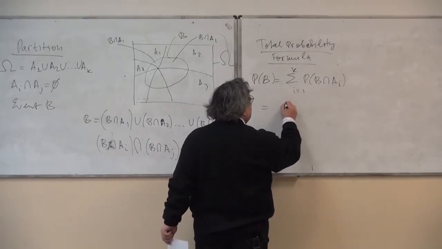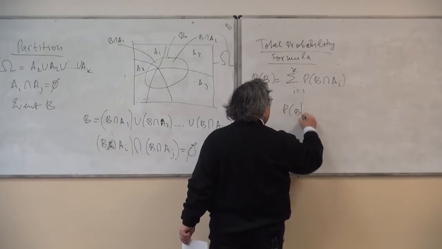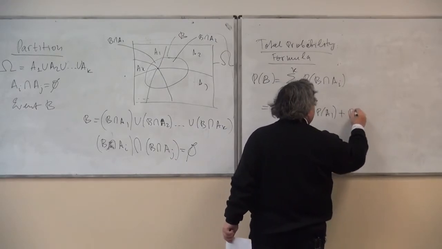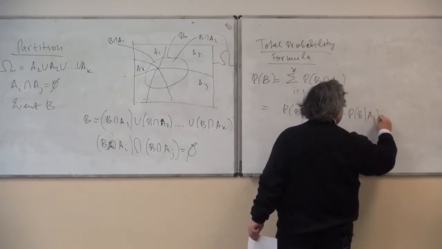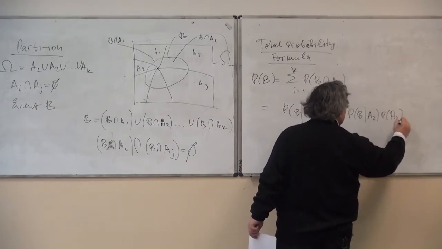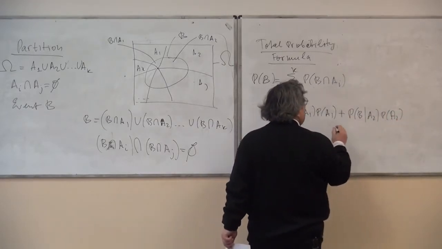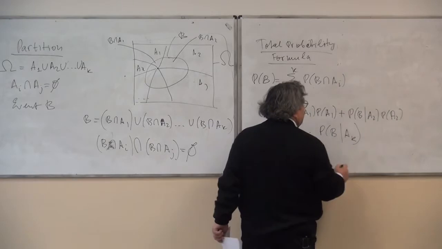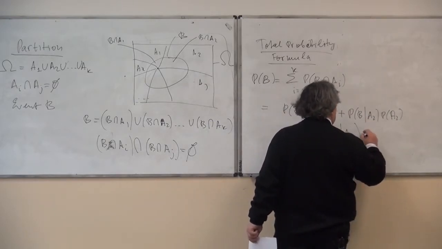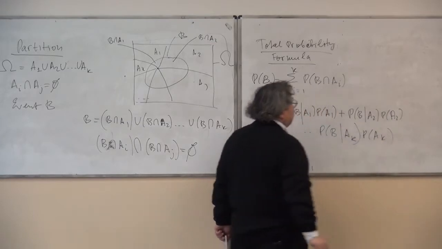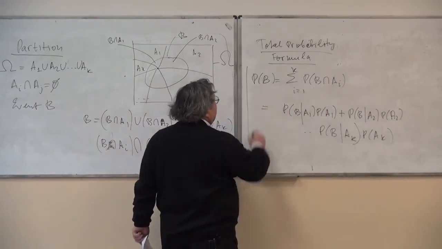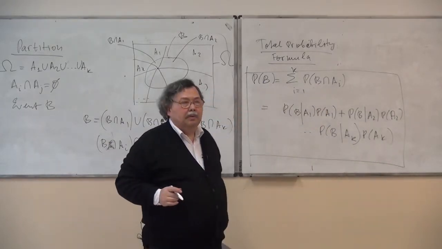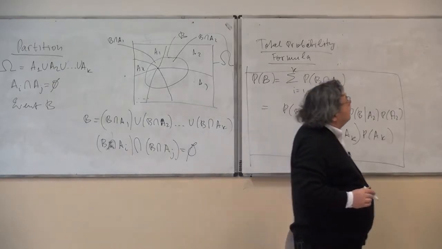So it's going to be P of B given A1 times the probability of A1 plus P of B given A2 times the probability of A2, and so on up to P of B given AK times the probability of AK. Okay, so this is the formula of total probability, and quite often it's quite useful. Well, let's give it an illustration.